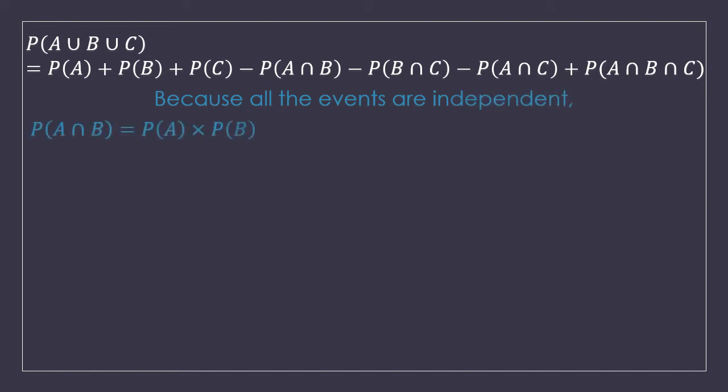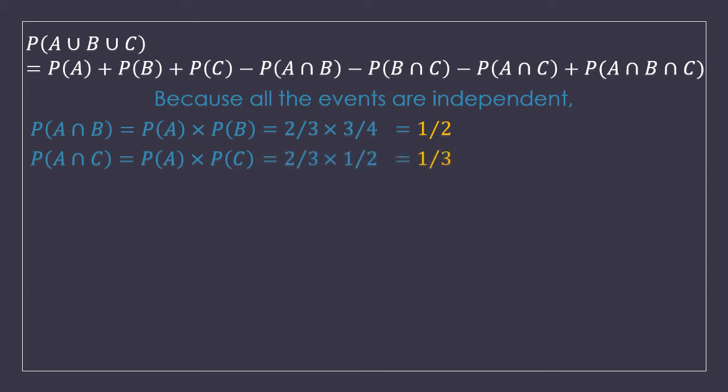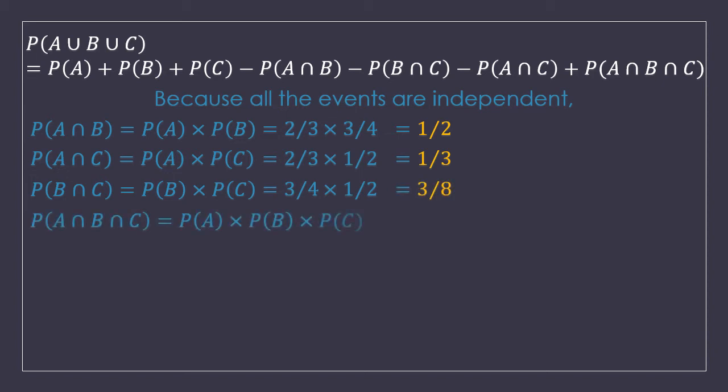So A intersection B will be A into B, that will be 2 upon 3 into 3 upon 4. Simplifying it will be 1 upon 2. Similarly, A intersection C will be A into C, that is 2 upon 3 into 1 upon 2. Simplification will be 1 upon 3. Then B intersection C will be B into C, that is 3 upon 4 into 1 upon 2. Simplification will be 3 upon 8. And last, A intersection B intersection C is A into B into C, that is 2 upon 3 into 3 upon 4 into 1 upon 2. The answer will be 1 upon 4.